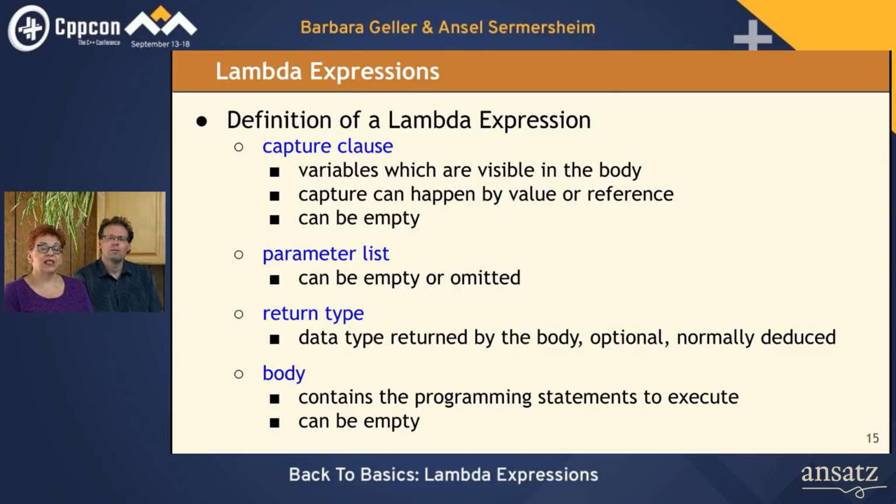The parameter list is very similar to the parameter list for a normal function. The parentheses for the parameter list, you can leave them off, but then it makes everything look a little odd. So we strongly suggest keep the parentheses there for the parameter list, even if you're not using a parameter list. The return type, it's only required if the compiler cannot deduce the return type. And we will talk about that a bit more.